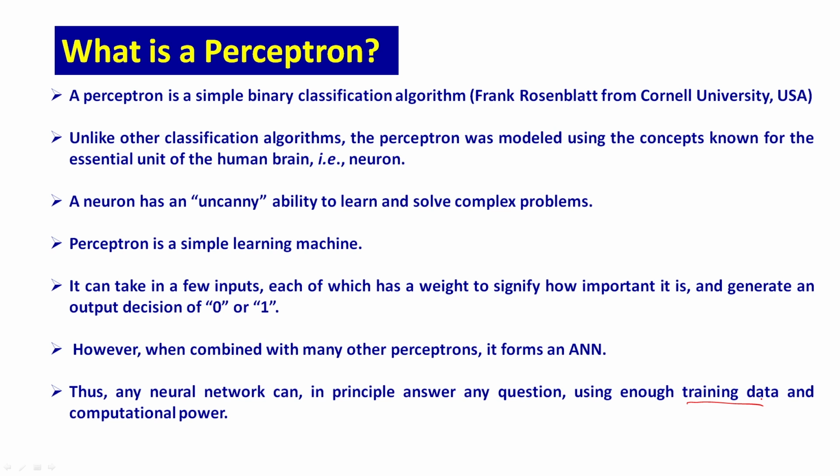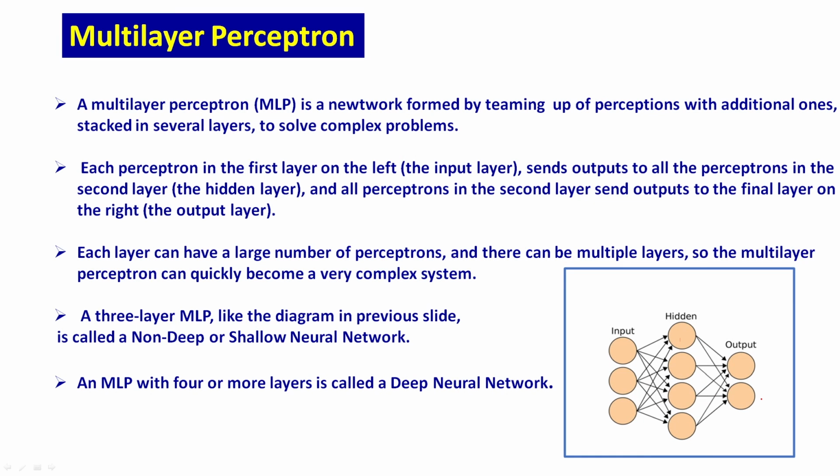It should be able to solve everything, and that is why deep learning methods are coming in a big way in recent literature, and it is thought that these techniques can learn hidden patterns and allow us to predict things very easily. So, what is the multi-layer thing? Multi-layer is nothing but different layers. It is a network formed by teaming up perceptrons with additional ones stacked in several layers. You can see that actually. These are the layers we have put: input layer, output layer, and some hidden layers.